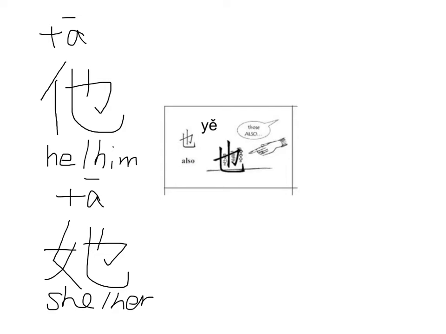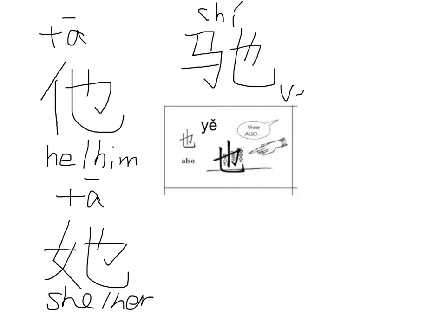So the third character, we put a horse on the left side. So still a 也. It's pronounced like 驰. Can you guess what that means? Yeah, it means very fast. Very fast. This is 驰.